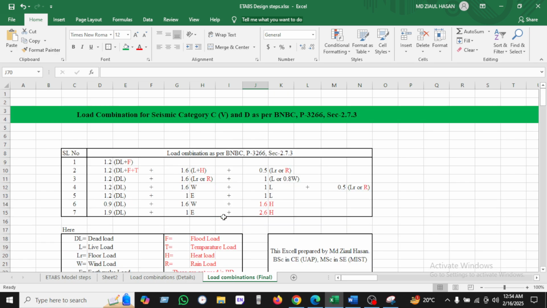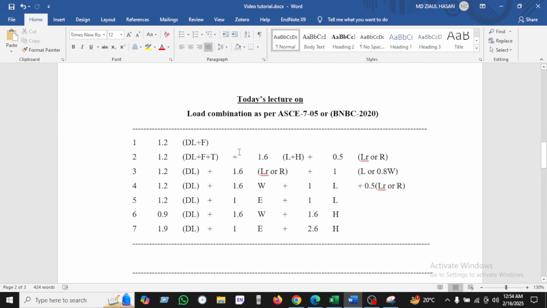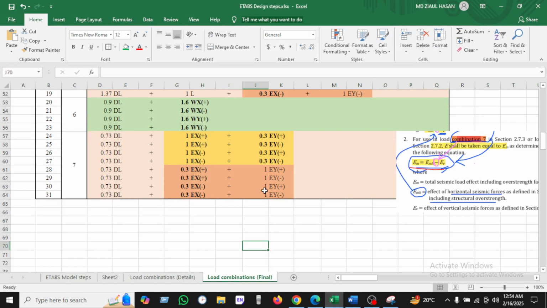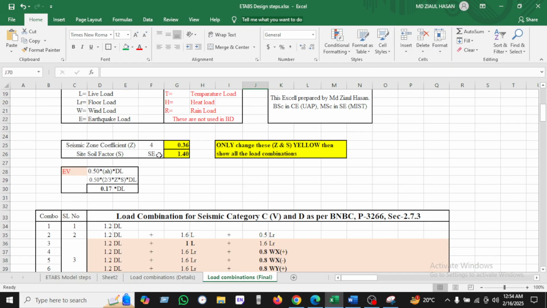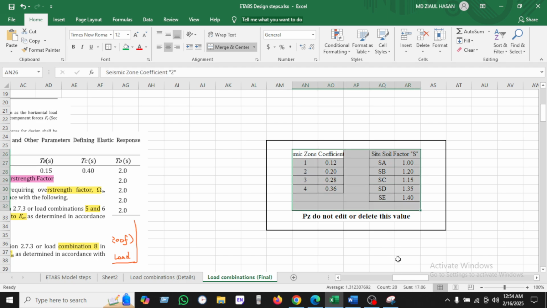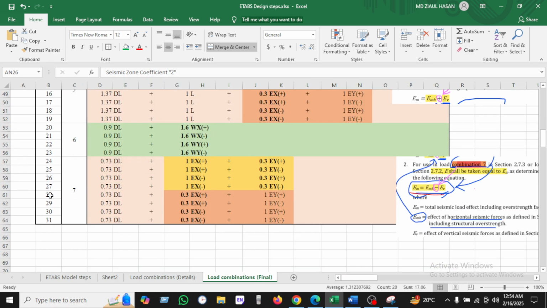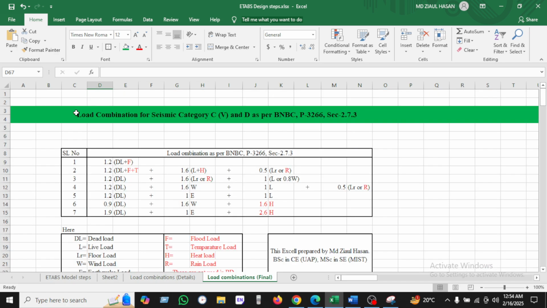So this is the lecture. I hope that you can understand. If you need any of these documents or papers, I will give you. You just change this value of z as per your code, as per your location, and the soil classification as per your site. Then you can get the actual 31 load combinations. So this is the 31 load combination for seismic design category C, B, and D.